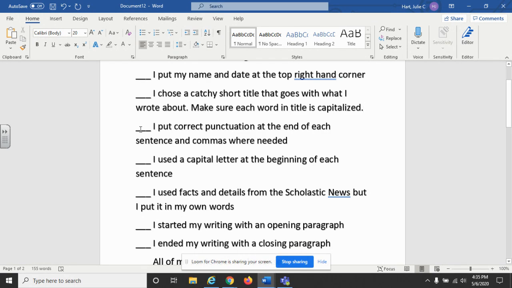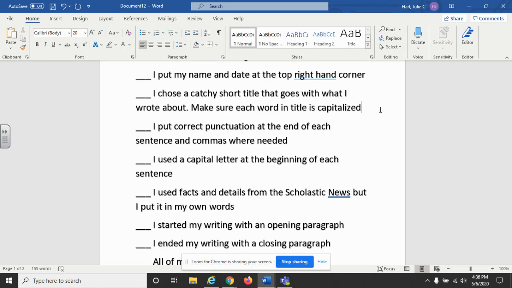Then my third checklist item is I put correct punctuation at the end of each sentence and commas where needed. So go through and make sure that you put a period at the end of each sentence, unless you started your sentence off with a sentence starter that is in the form of a question, then you would need to put a question mark there.